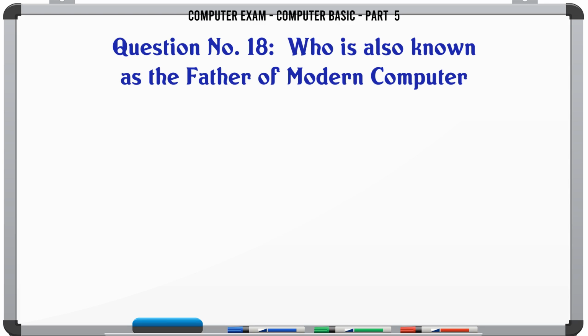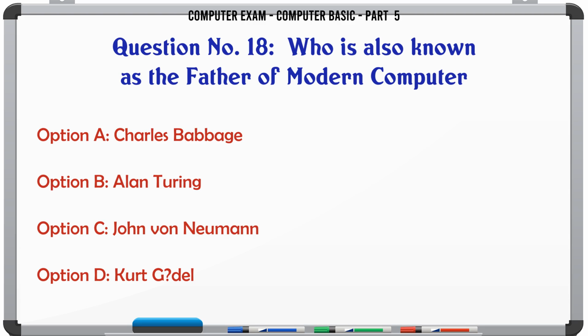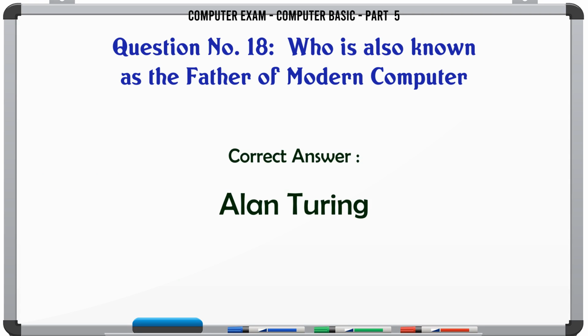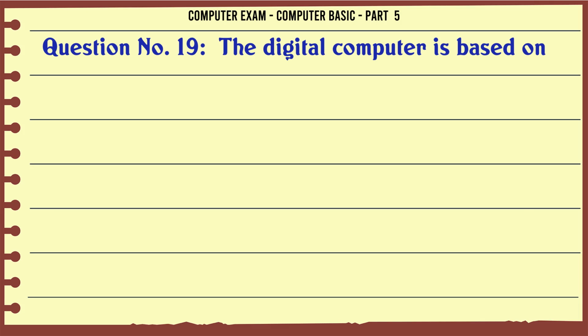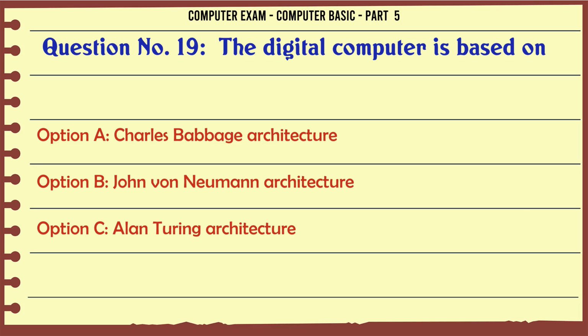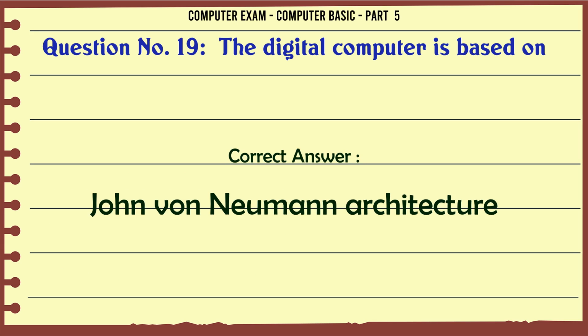Who is also known as the father of modern computer? A. Charles Babbage. B. Alan Turing. C. John von Neumann. D. Kurt G. Dill. The correct answer is Alan Turing. The digital computer is based on A. Charles Babbage architecture. B. John von Neumann architecture. C. Alan Turing architecture. D. None of the above. The correct answer is John von Neumann architecture.